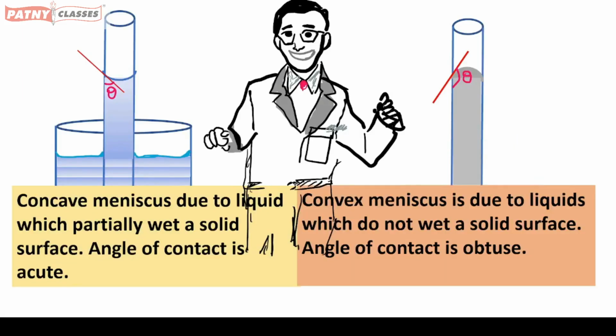After all this discussion, let us come to the point. What is the reason for concave meniscus and convex meniscus? Concave meniscus is due to liquid which partially wets a solid surface. In such a case, angle of contact is acute. And what is the reason for convex meniscus? Convex meniscus is due to liquids which do not wet a solid surface. In such a case, angle of contact is obtuse.